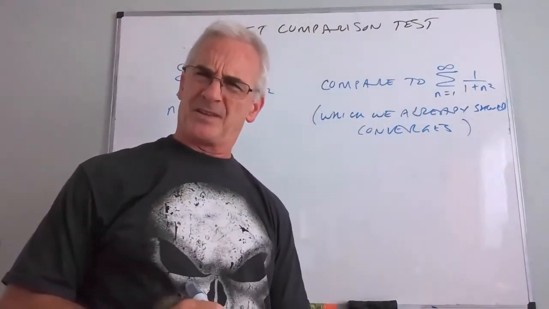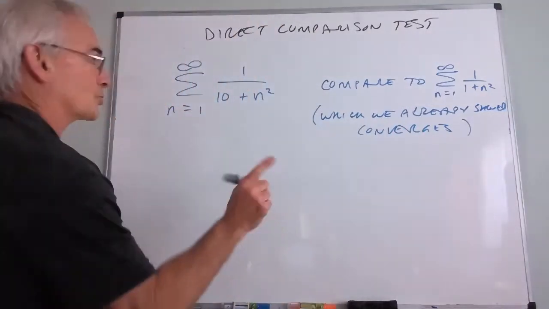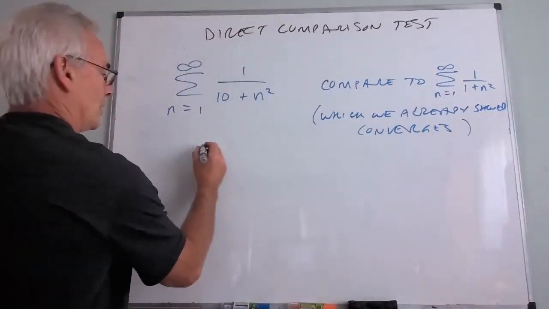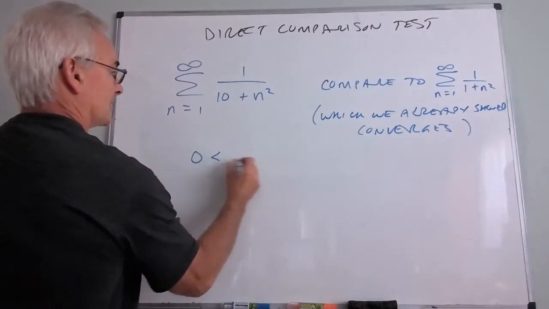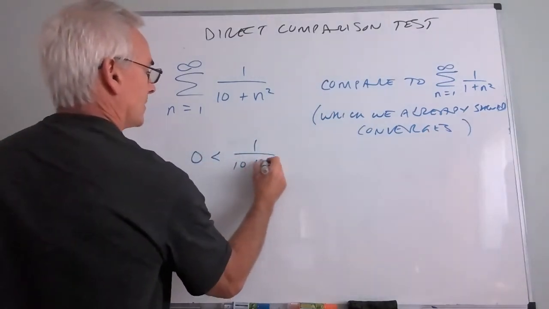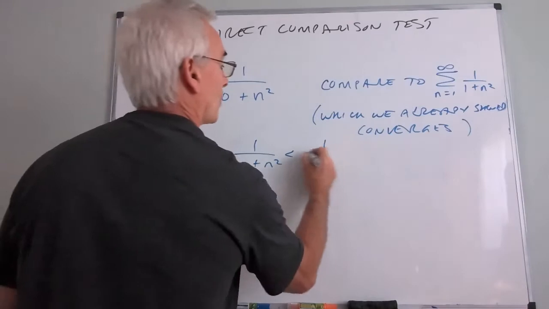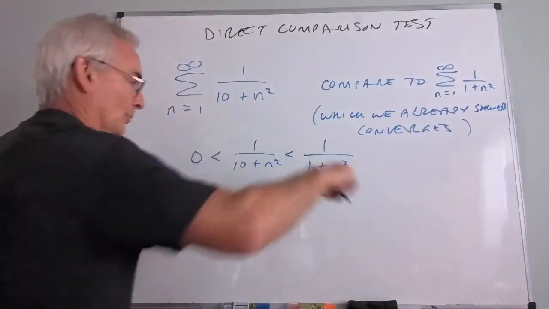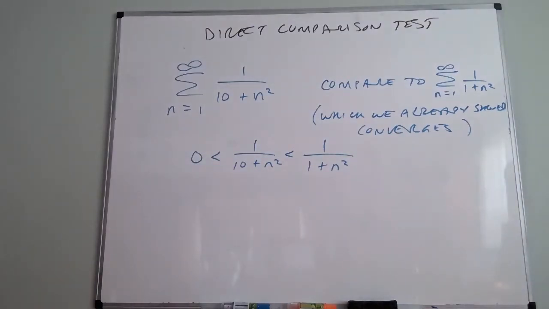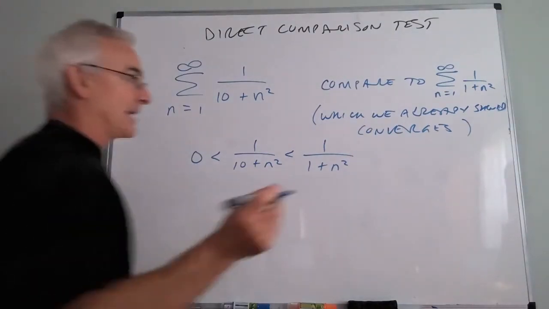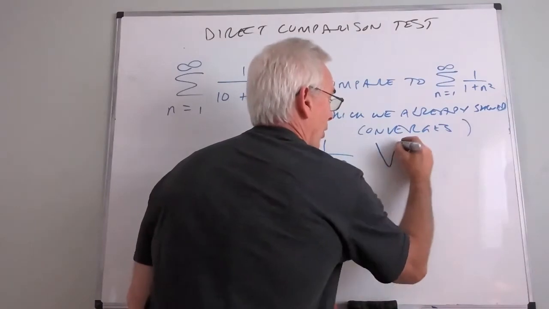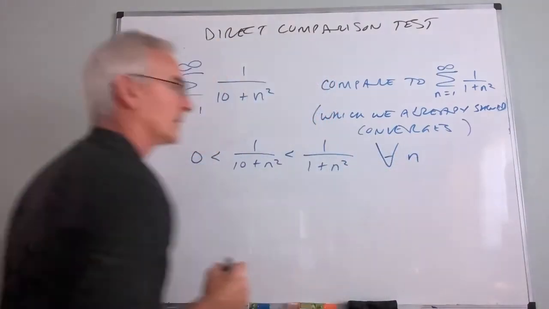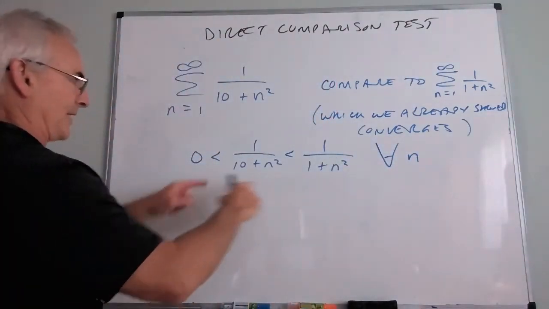Well, how am I supposed to use that result? Is it true that 0 is less than 1 over 10 plus n squared, and that's less than 1 over 1 plus n squared? Is this true? Yes, because I got a bigger denominator. In fact, this is true for every n.